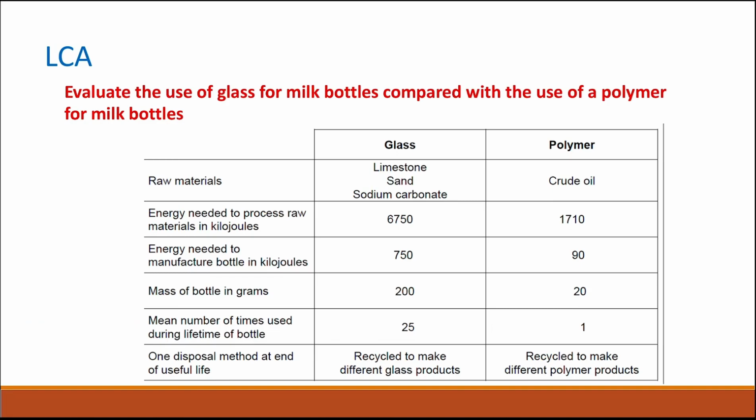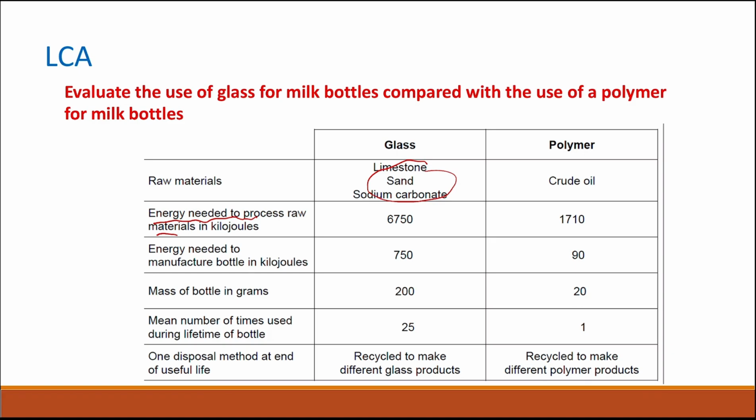So let's start off with the raw material. You can find that the polymer uses crude oil, which is a finite resource of raw material, while glass uses limestone, sand and sodium carbonate, and these come from mining and that can pollute the environment as well. In addition, when you talk about raw material, you have to talk about the energy needed to process the raw material as well. So glass, very clear that glass uses much more energy than polymers.